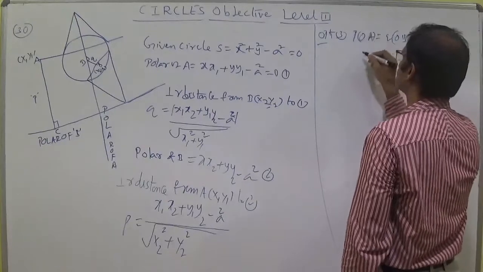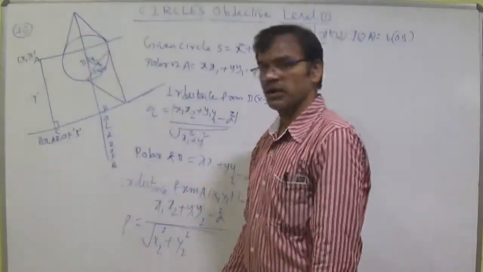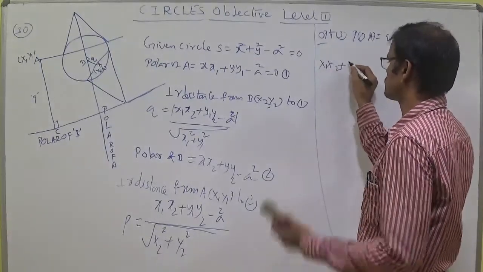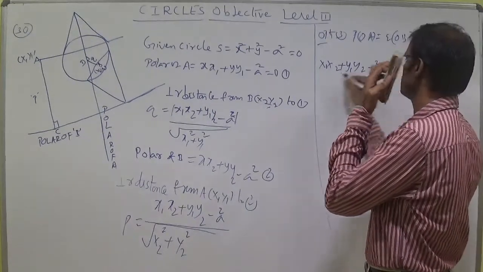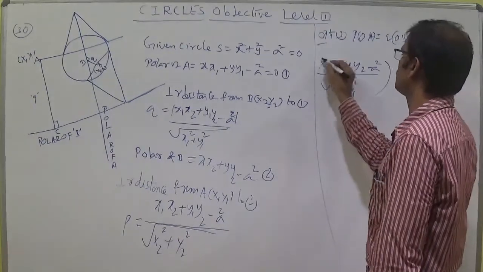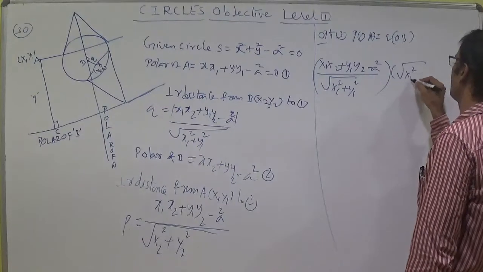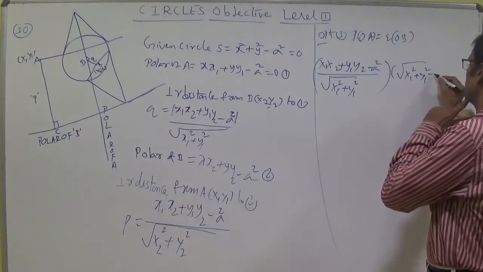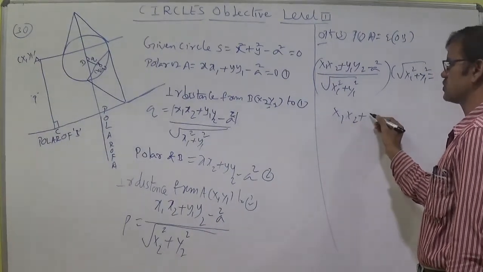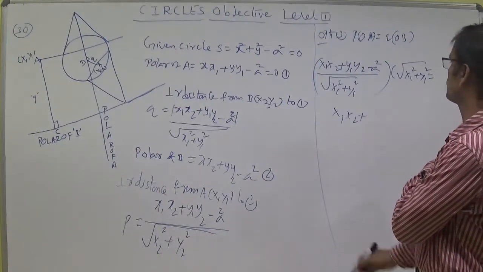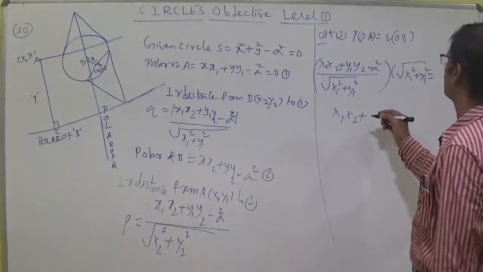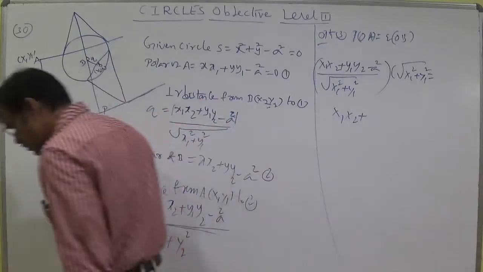What is OB? O means origin, A means the point (x1, y1). So Q is, now write like this, (x1 x2 plus y1 y2 minus a square) whole by root of x1 square plus y1 square into OA, meaning the distance between origin and the point A, that is equal to, now QOB x1 x2, here POA x1 x2 plus y1 y2. POA is not correct. POB is correct.